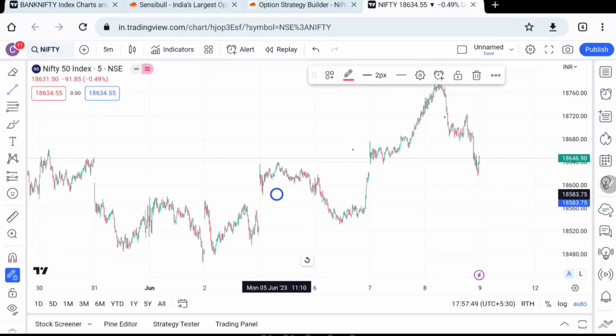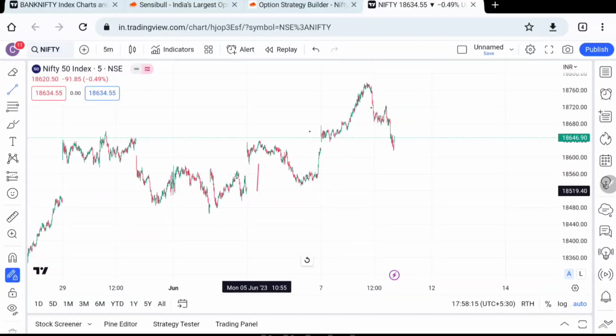First, support. As the name suggests, this is a base at which the buyers become dominant and the market has a chance to move up, and the buyers don't allow the market to move below this point. And a resistance is a point at which the buyers become weak and the sellers become dominant, and they try to push the market downside from this point. So let's find some supports and resistances.